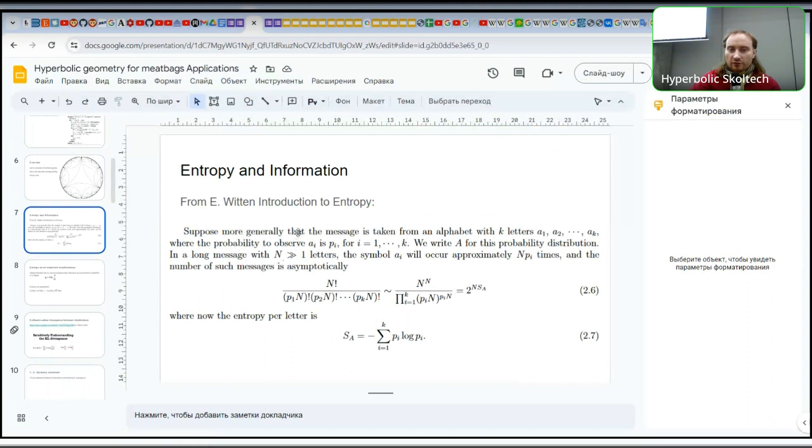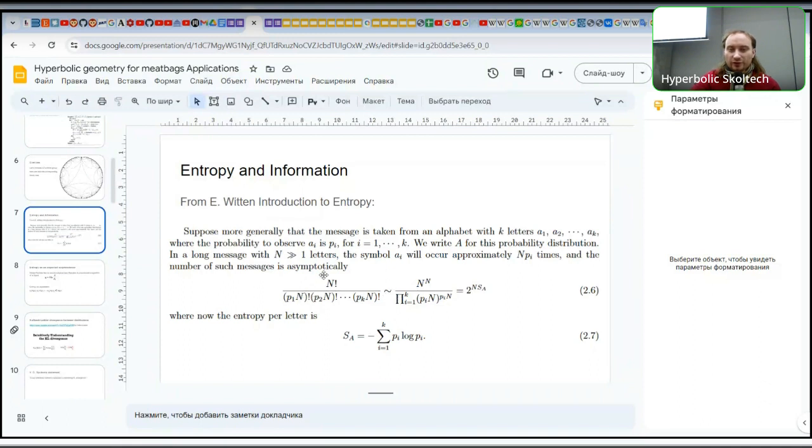So what is entropy in information? Well, there is a notion of informational entropy, which can be defined for a probability distribution by this expression: for elements of your probability space, you take the sum of the probabilities multiplied by the logarithm of the probabilities, with a minus sign.